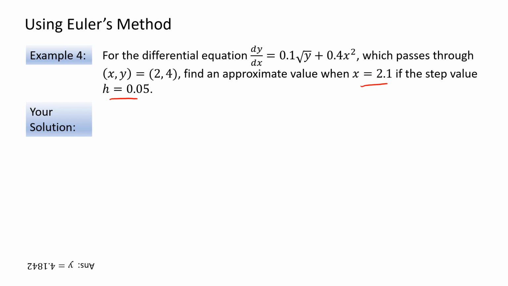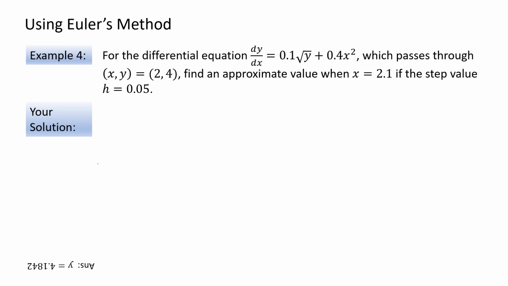So we start off with a value for x equal to 2. And our step value is only 0.05, meaning we're going to find the value for x and y when x is 2.05, and we don't know what y is. Then we're going to use that to find our value when x is 2.1 and our value of y. So we have to do Euler's method calculations twice.